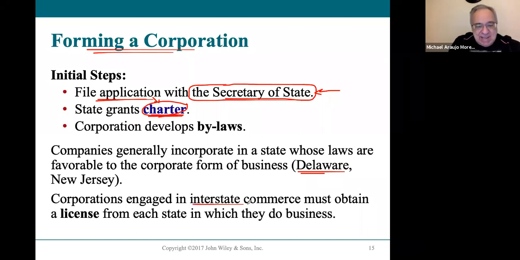Regardless, if you're doing any business in any other state outside of the one you're incorporated in, you need to get a license from that state to register that you're doing business in that state.